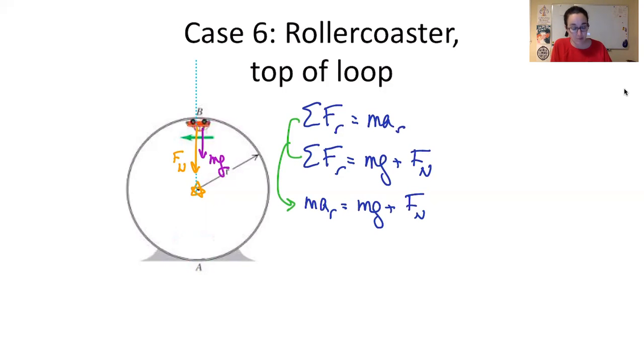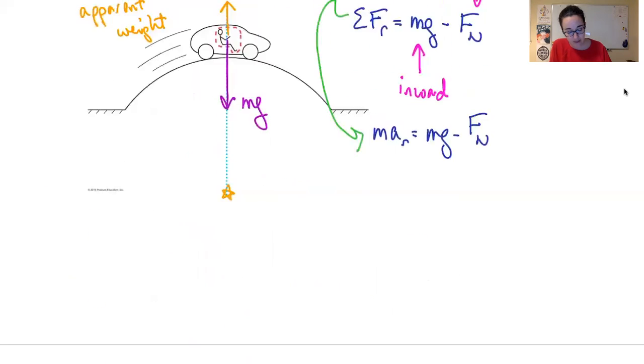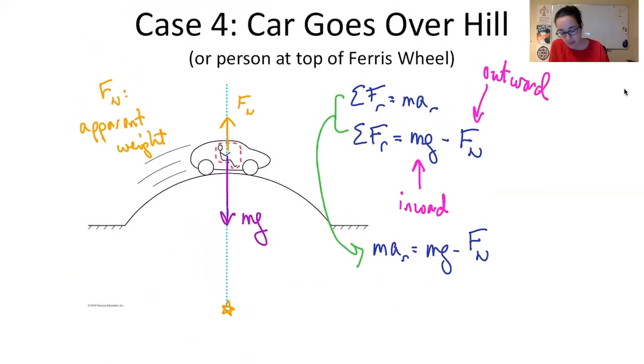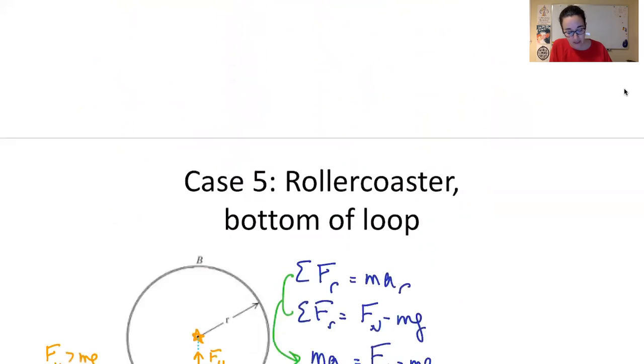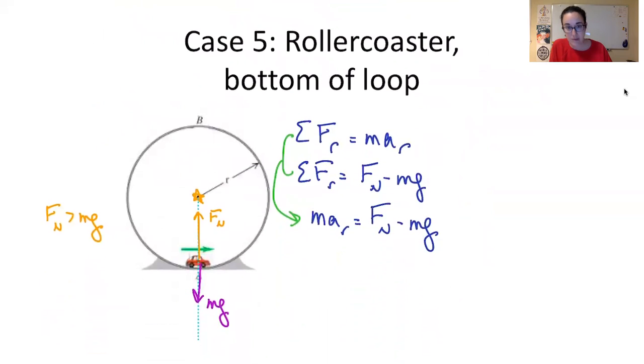Okay, so just a quick recap of the last couple cases. When a car goes over the top of the hill, the normal force must be less than mg because we have to have a net inward force and the car is trying to travel in a straight line. When the car goes past the bottom of a hill, then the normal force must be greater than the weight because the normal force has to provide that inward force and change the direction of the car.